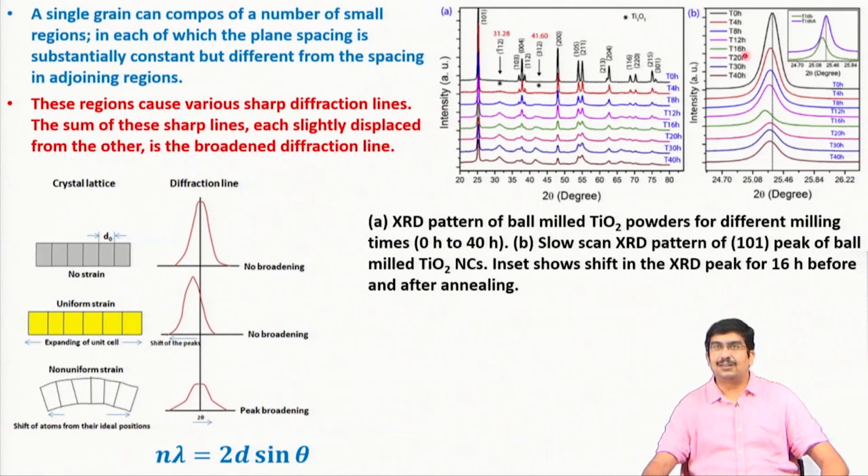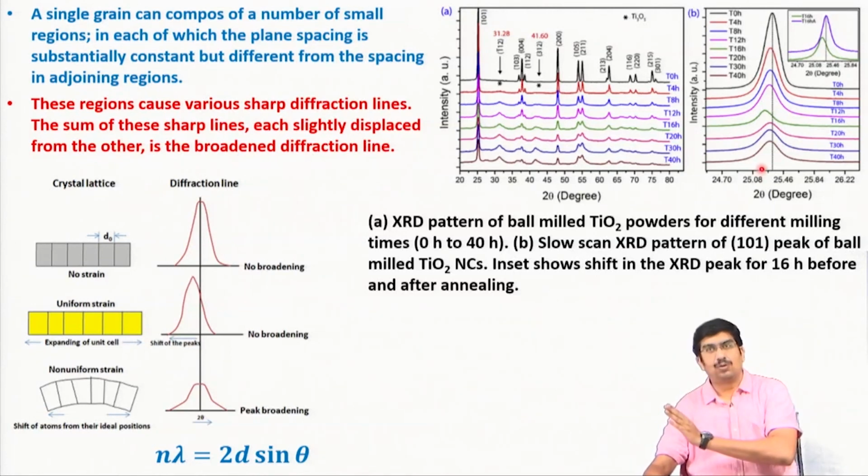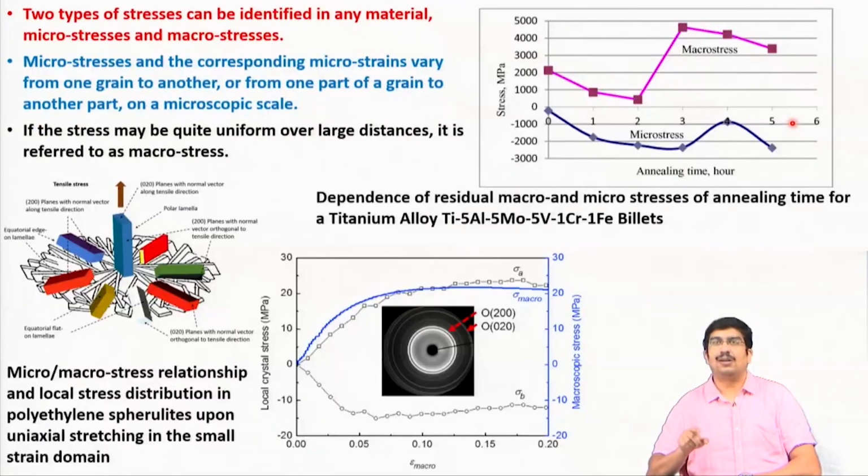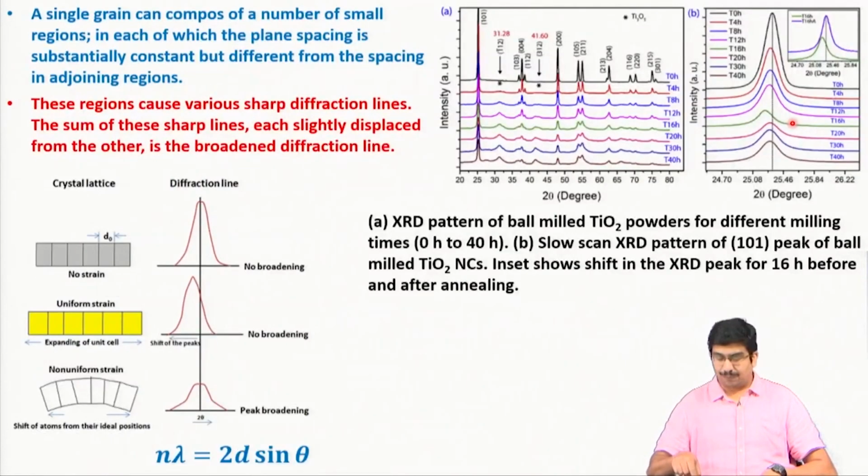So, basically this is again showing the effect: initially it is basically macro stresses, and towards higher milling time it is the micro stresses which are more prevalent. But all the time both the stresses are there and together they are playing, but they are not going hand in hand, which we already saw here, the macro stresses and micro stresses are not going hand in hand because of this kind of effect.